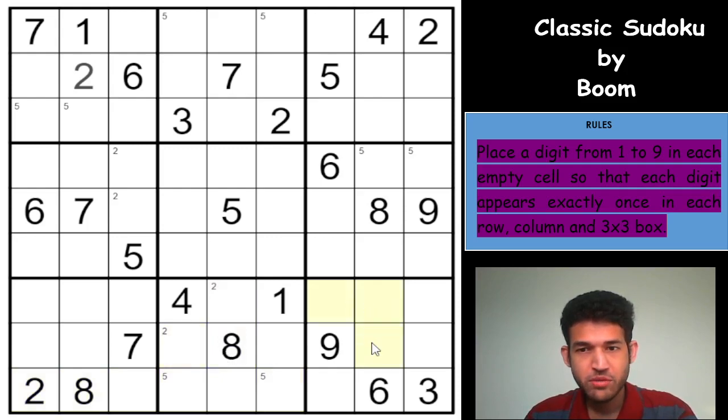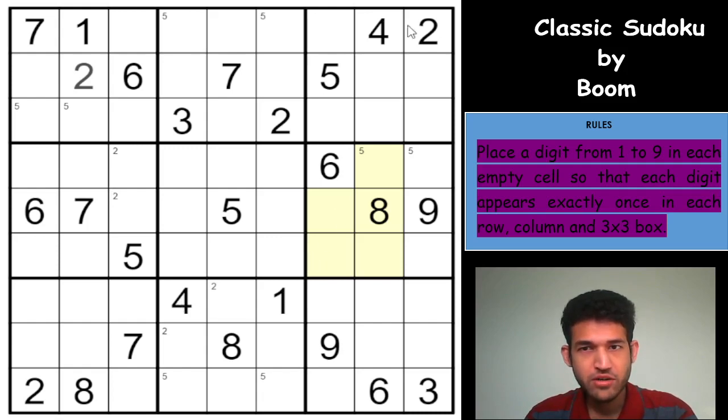Okay, 2 has 3 options in box 9. So not going to mark those. And many options in box 6 too. So let's just stop right there. Look for a different digit now.